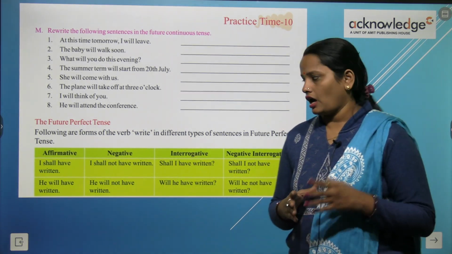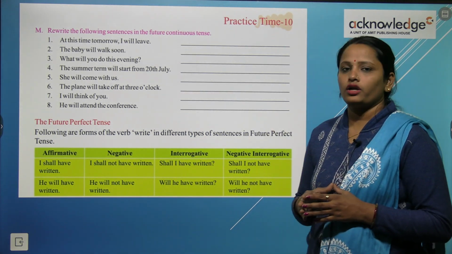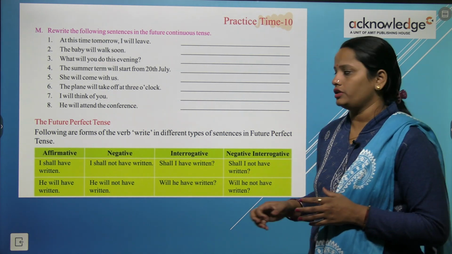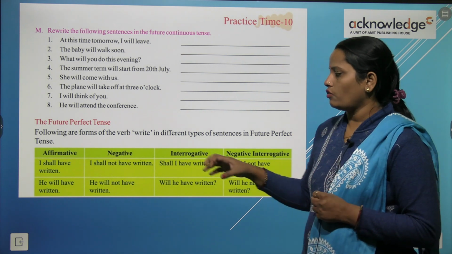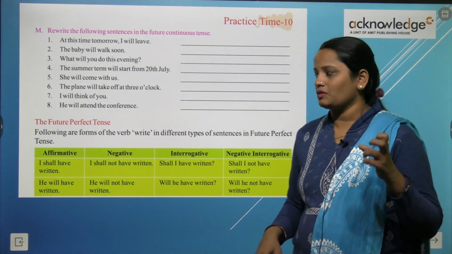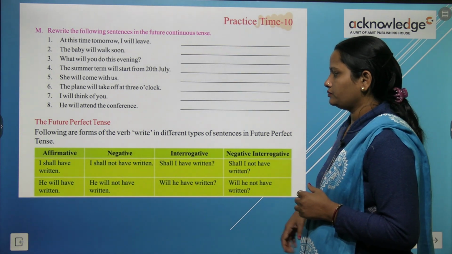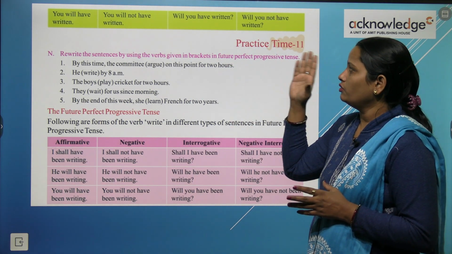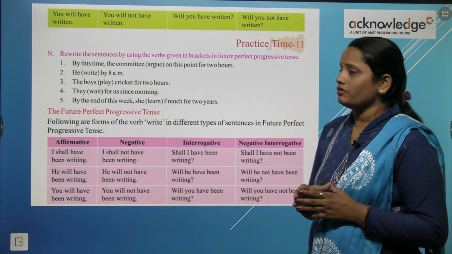He will have written. He will not have written. Will he have written or will he not have written? So here what do we use? We use will के साथ हम have use करते हैं. You will have written. You will not have written. Will you have written? Will you not have written?